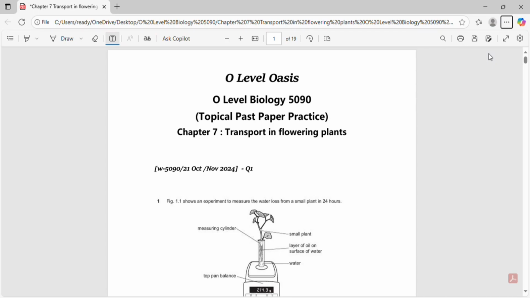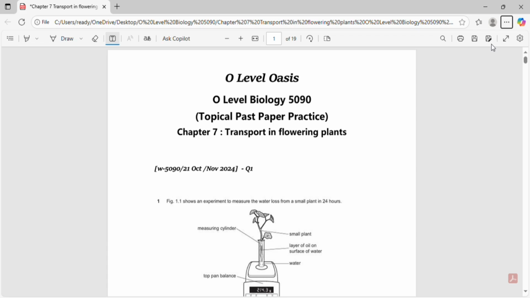We're moving ahead with our Biology 5090 exam preparation, and today we'll be working through past papers from Unit 7, Transport in Flowering Plants. This is an exciting milestone because once we cover this unit, we'll have completed all 7 chapters in this section of the syllabus. So, stay with me as we go step by step, break down the questions, and link everything back to the key concepts you've already learned.